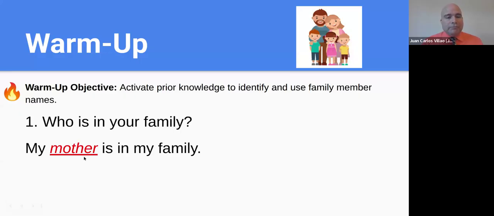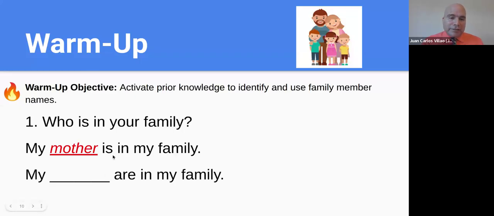Who's in your family? My mother is in my family. Mi madre está en mi familia. All right, so you get another option here. Notice here is instead of using is, you want to use two or more members as a response to this question. You could use the be verb are.